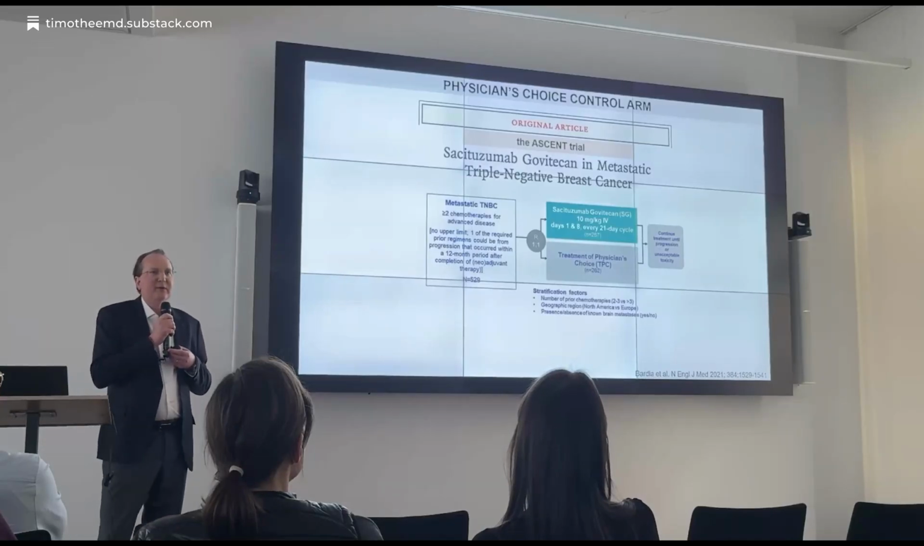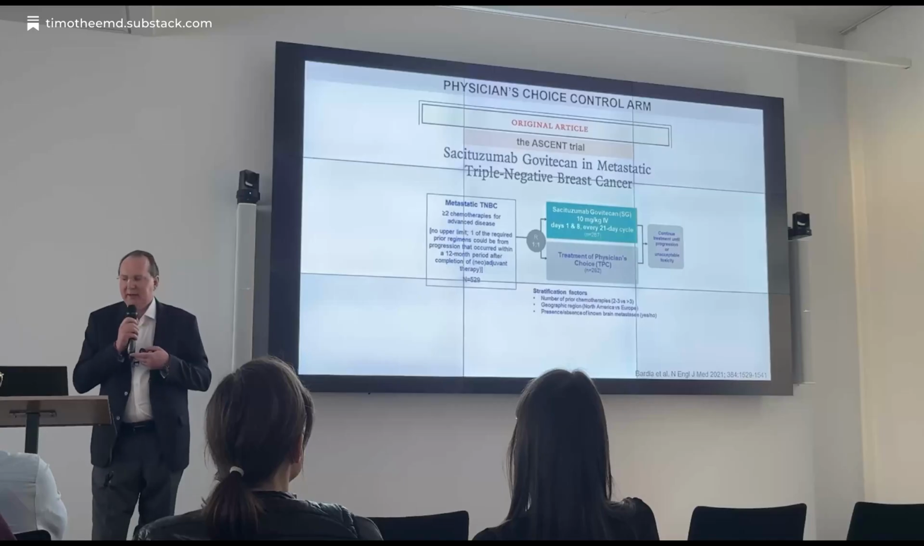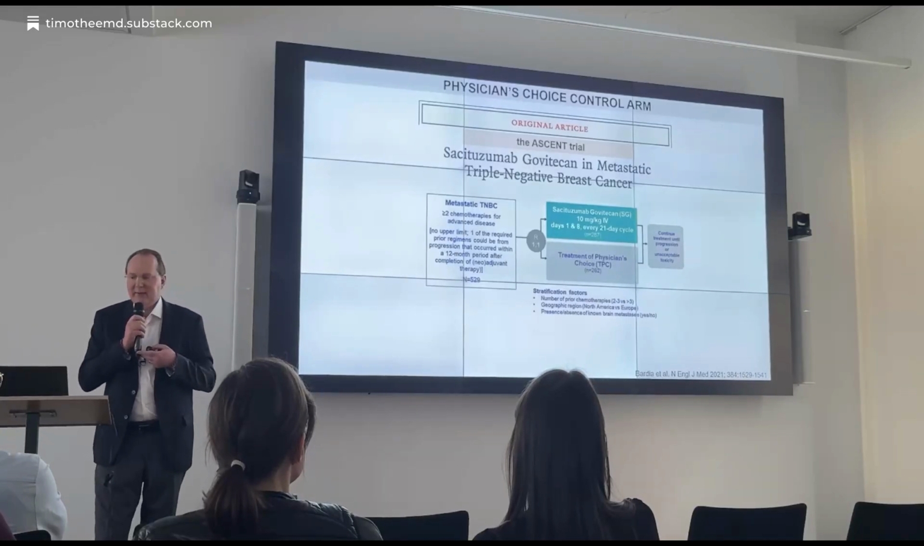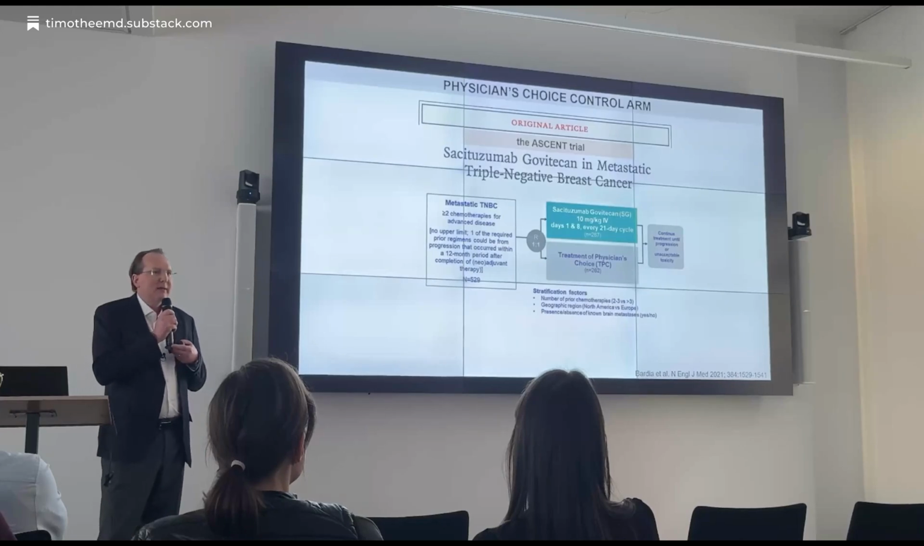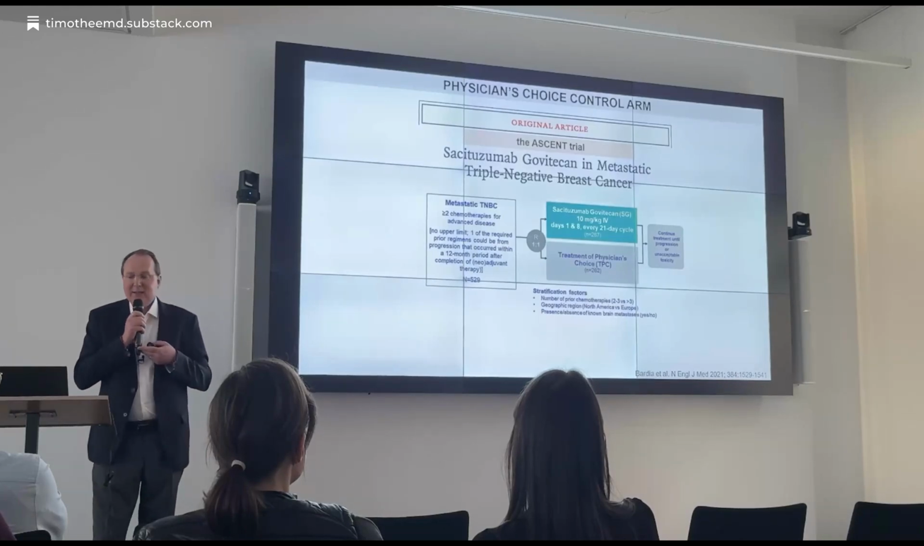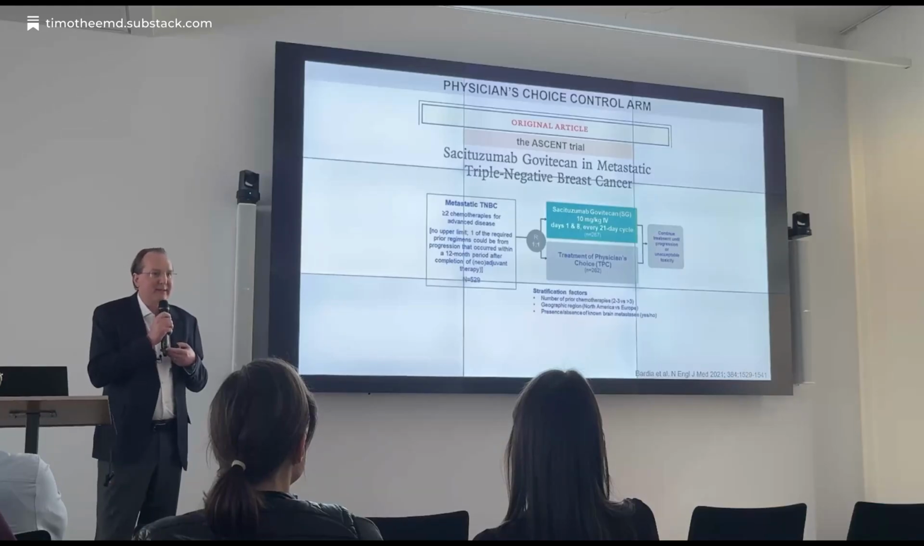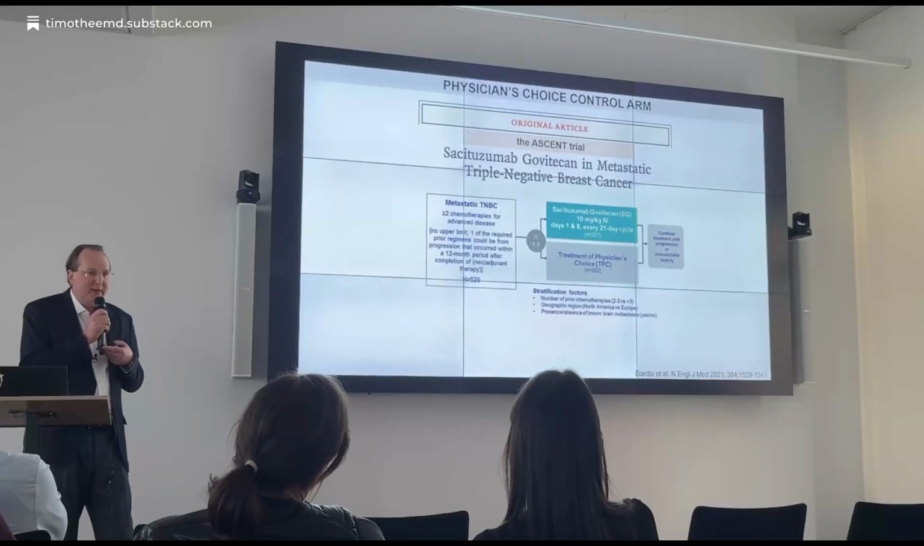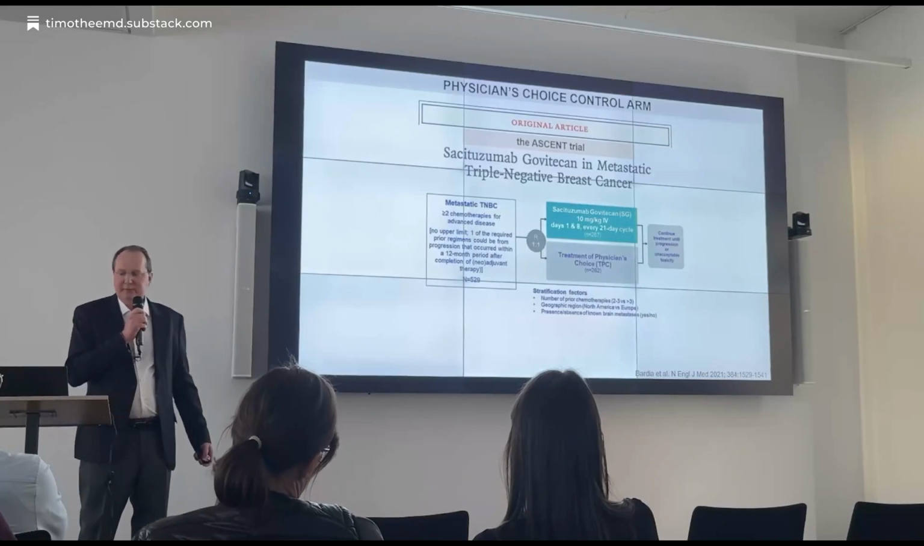Okay. Now, let's go to some more tricky examples. Physician choice. This is one of my favorite examples, the ASCEND trial. Here, you have patients with metastatic triple-negative breast cancer, and as you can see, the patients have received at least 2 lines of chemotherapy for advanced disease. So these are really heavily treated patients. And they were randomized between the experimental drug or treatment of physician choice.